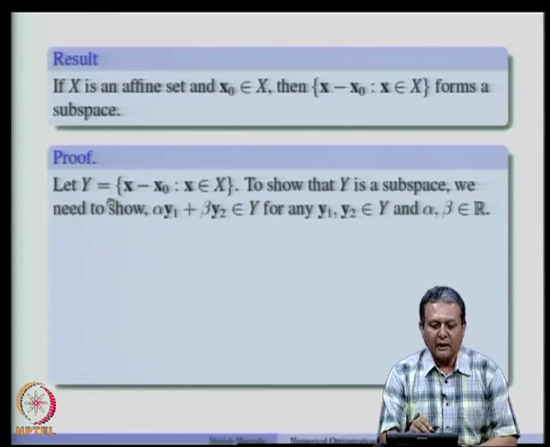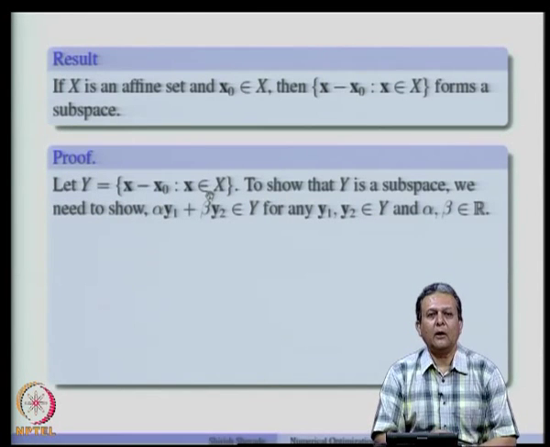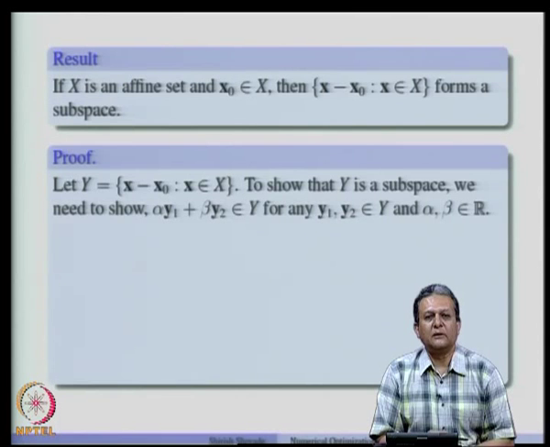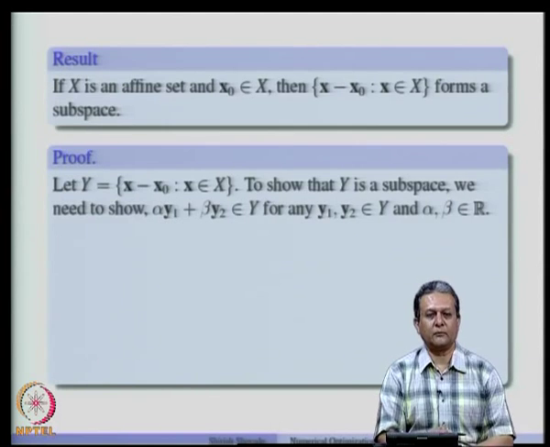So, let us consider the set Y. We are given x naught which belongs to the set X. So, let us consider the set Y, which is the collection of x minus x naught where x belongs to X. Now, we have to show that Y is a subspace. That means, by the definition of subspace, if you take any two vectors, say y1 and y2 in the set Y, then a linear combination of those two vectors should also belong to the subspace Y. So, if we choose alpha and beta belonging to R, then alpha y1 plus beta y2 should belong to Y. This is what we want to show.